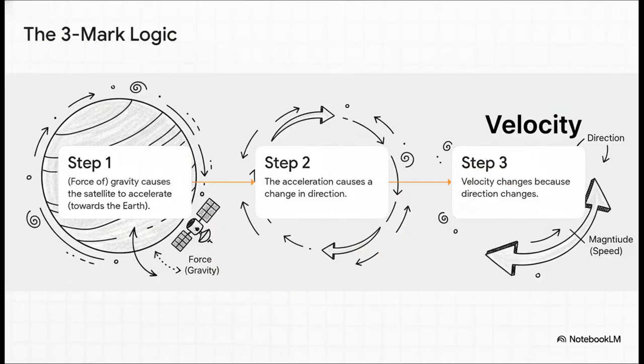Okay, so check this out. Each of these bullet points is 1 mark. Point 1. You gotta say that gravity is the force causing the satellite to accelerate. Simple enough. Point 2, and this is crucial. That acceleration causes a change in direction. Not speed, direction. And finally, point 3 ties it all together. Because the direction is changing, the velocity is changing. See that? It's a perfect chain of logic, one step leading to the next.